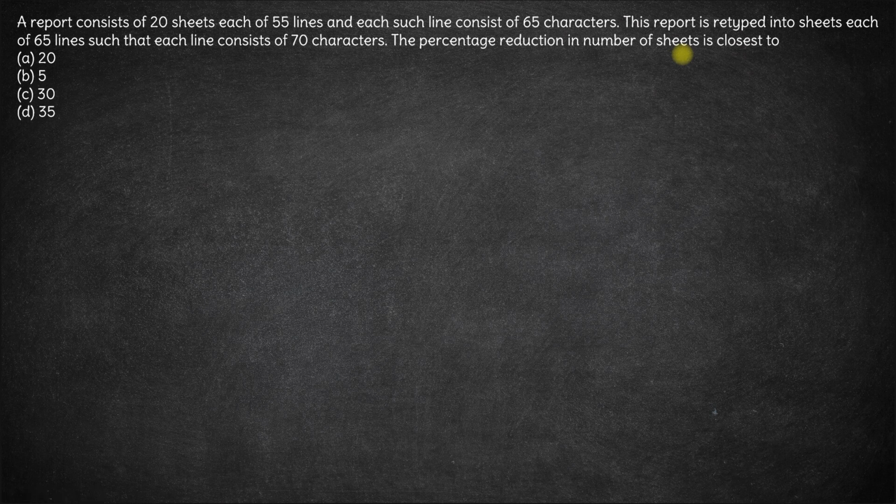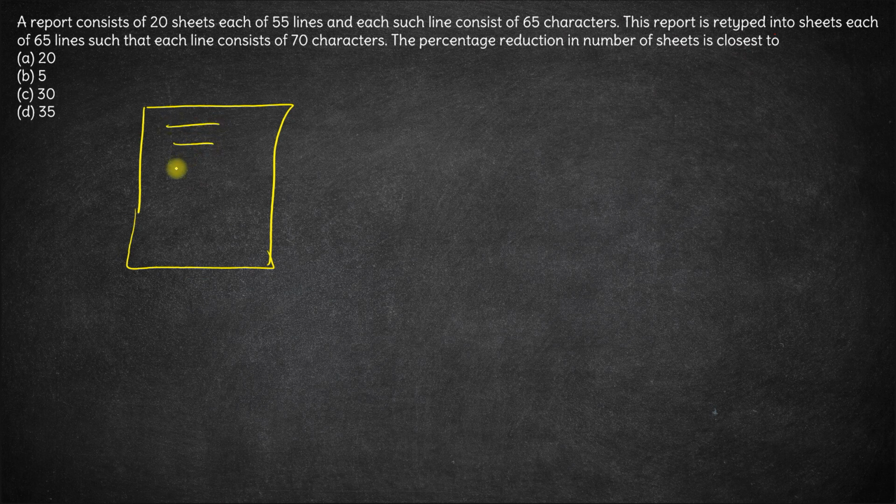So we have to first figure out the number of sheets required in the new typing style, right? Initially, each sheet has 55 lines, and each line has 65 characters. So 55 lines, 65 characters, and there are 20 sheets.